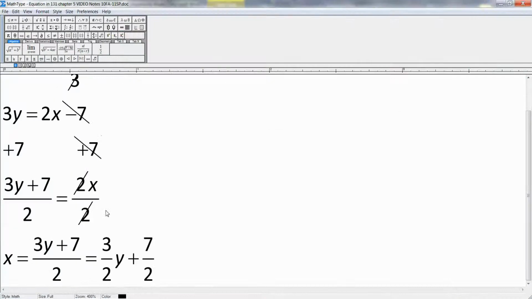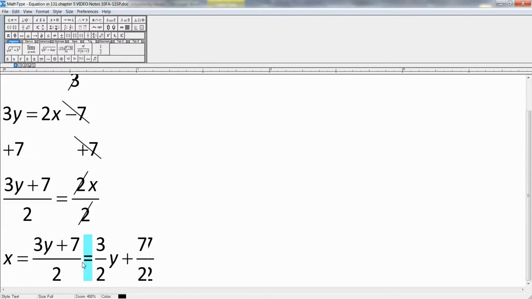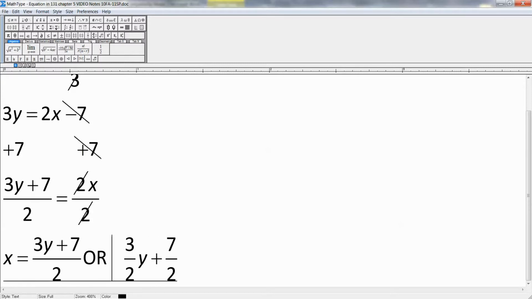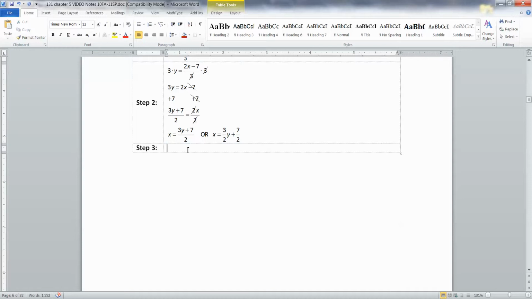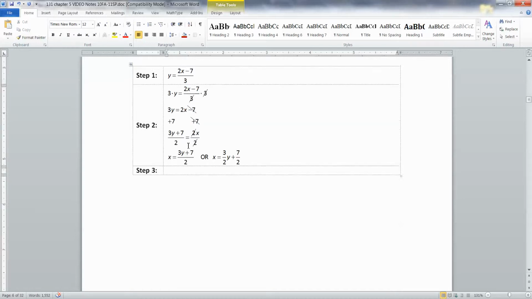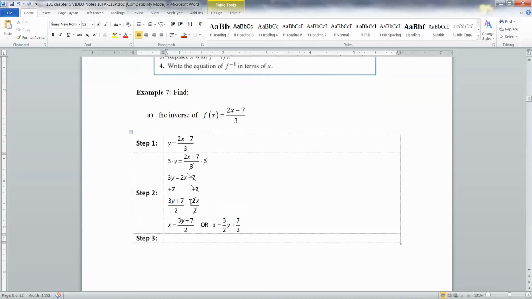So if I look at this bottom equation that I wrote right here, you can see, and either one of them is okay, right? Matter of fact, you know what, let me write it this way. Or, there we go, x equals, because you can write it either way, okay? All right, so if that's the case, then what I want to do is I want to replace it with f inverse of y. That's what it says to do for step 3.